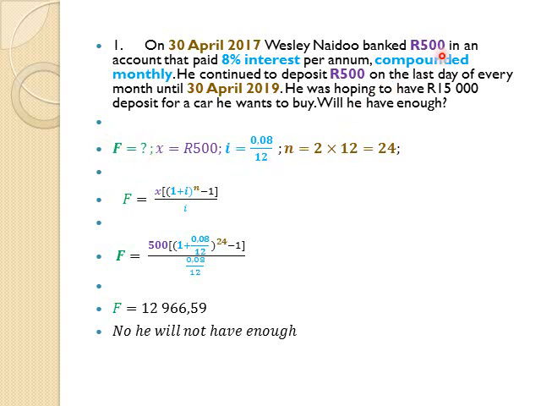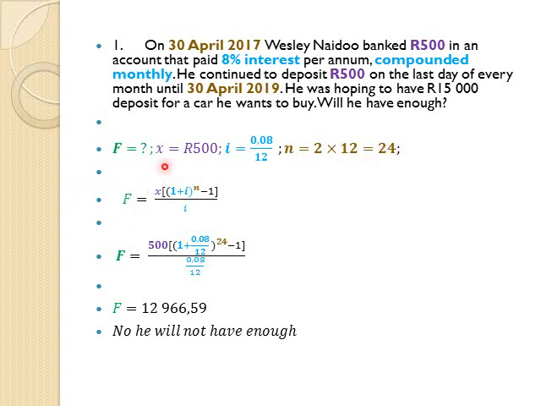He pays 500 and he continues paying 500 every month. So my regular payments, x, is 500. 8% is 8 divided by 100, which gives me 0.08, compounded monthly, divided by 12. The n from 30 April 2017 to 30 April 2019 is exactly 2 years. So 2 times 12 would then give me 24.